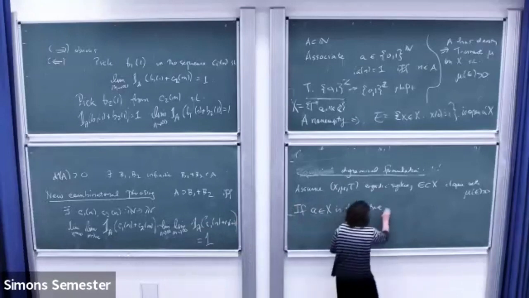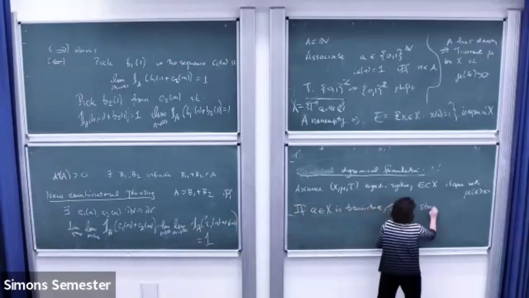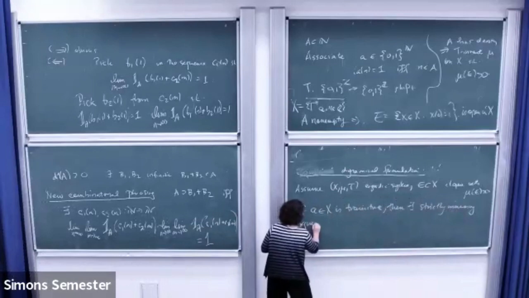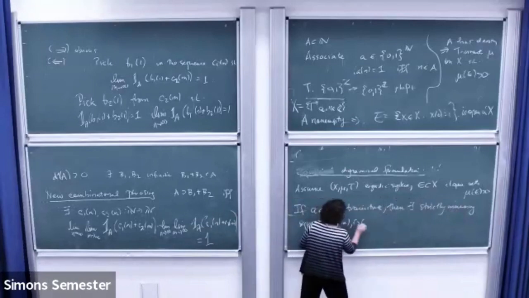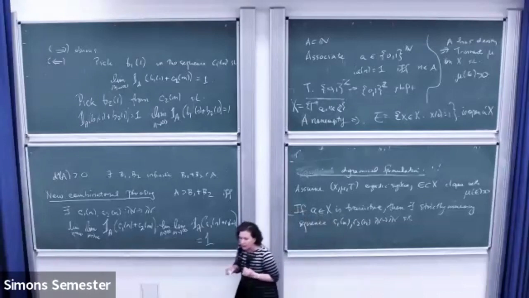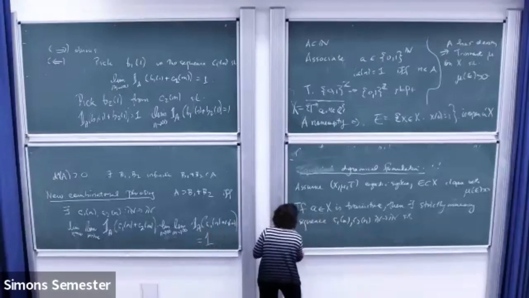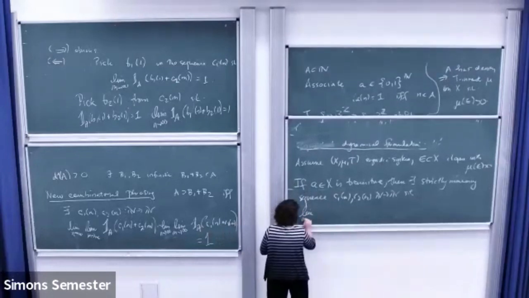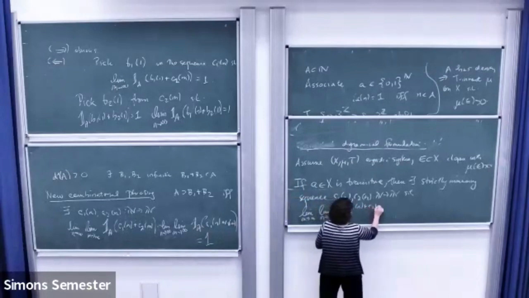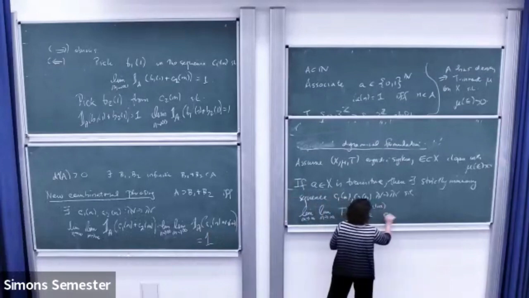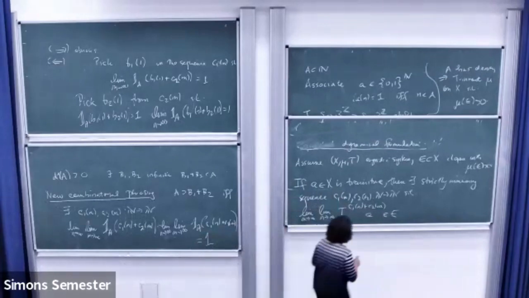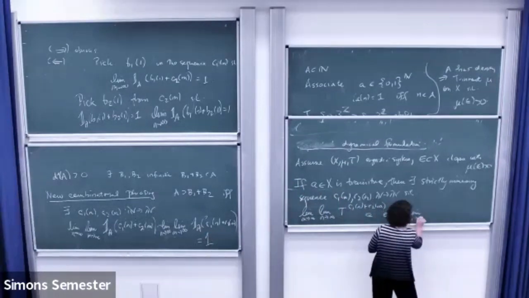Then I want to show there exist strictly increasing sequences of integers such that the limit as m goes to infinity of the limit as n goes to infinity, iterating C1 of n, C2 of m, applied to a, should land inside the set E. And the same thing if I do the limit in the other direction, as n goes to infinity, m.